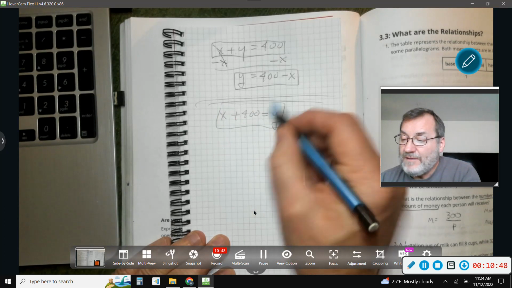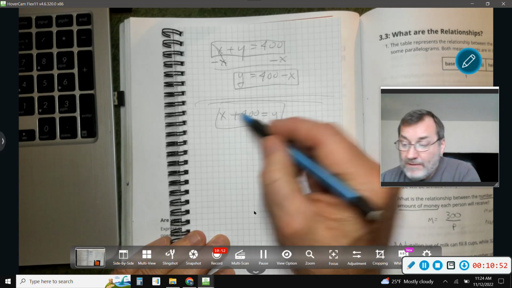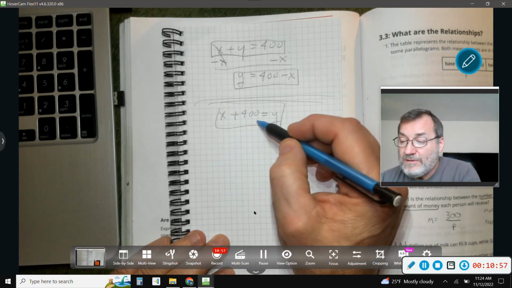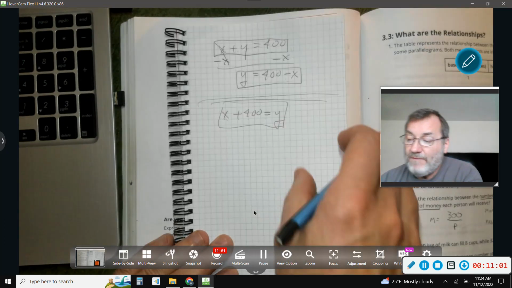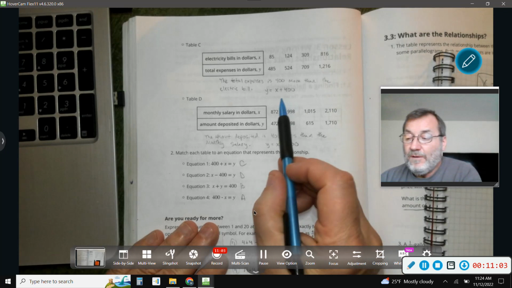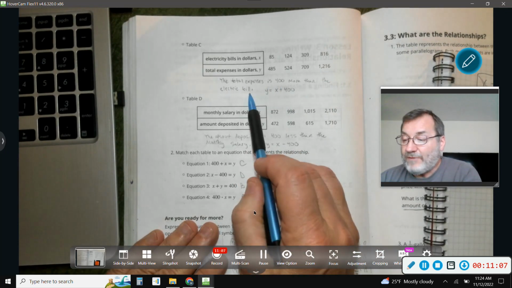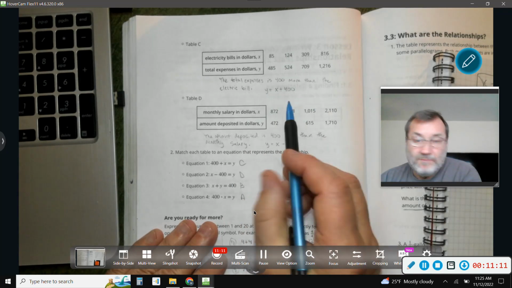You'll notice how this looks very similar to it, but it's a little bit different. Still got an x, still got a y, still got a 400, but this actually describes what's going on. You're going to start with the x, you're going to add 400, and that's going to give you your y value. And then when you go through this, the total expenses is 400 more than the electric bill. All right? And so y equals x plus 400. So pretty straightforward.